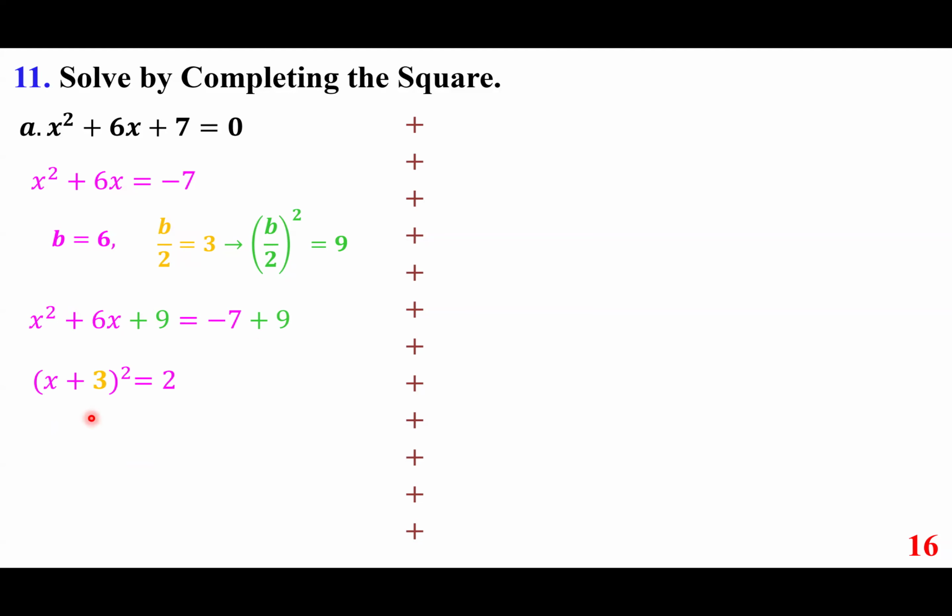So the square root property says this, x plus 3 is plus or minus the square root of 2. And you move this, and there are two answers. x is minus 3 plus or minus the square root of 2. Plus or minus means minus 3 plus the square root of 2 and minus 3 minus the square root of 2. Two answers.